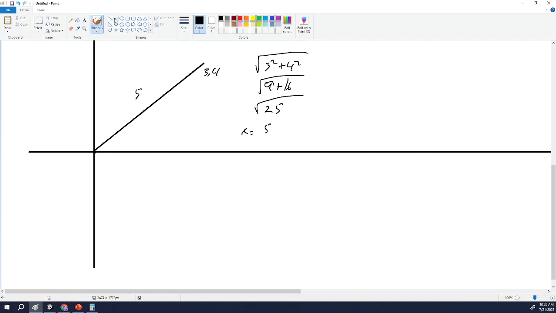So if we look at our triangle, it would have been like this. That's 5. This is 3. This is 4. To make it a unit circle, we need our magnitude to be 1. That is why we divide everything by our magnitude. We end up with a normal of 3 over 5 and 4 over 5. This is our normal.